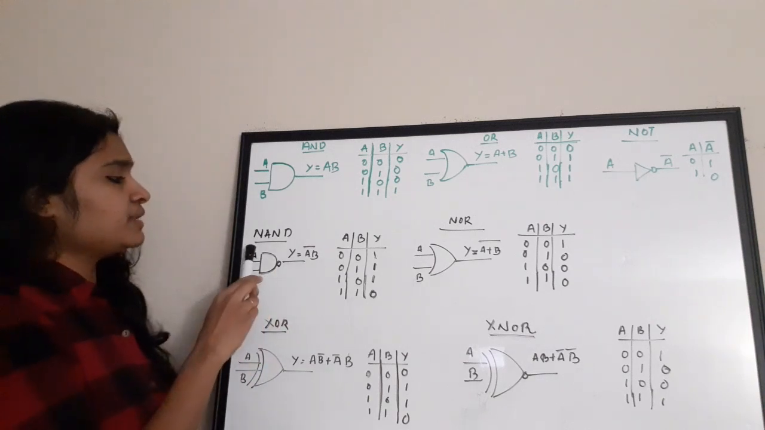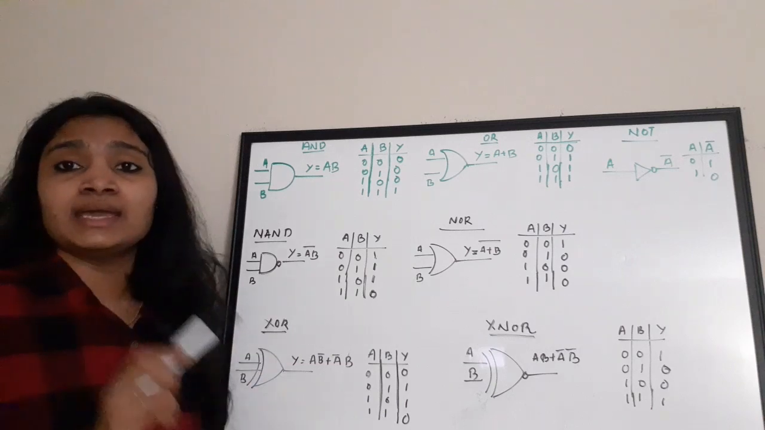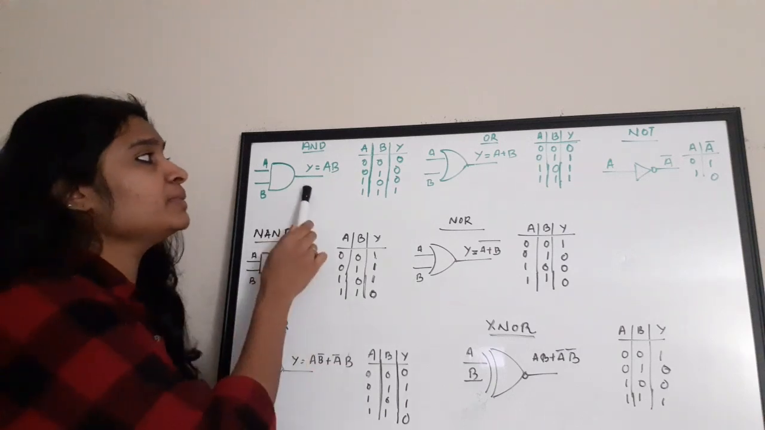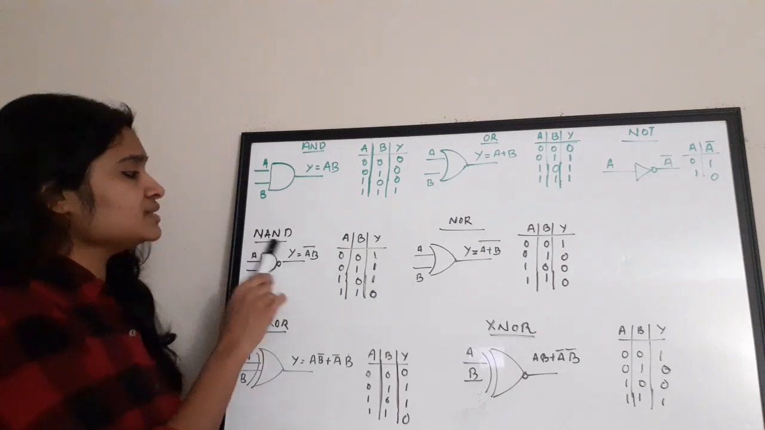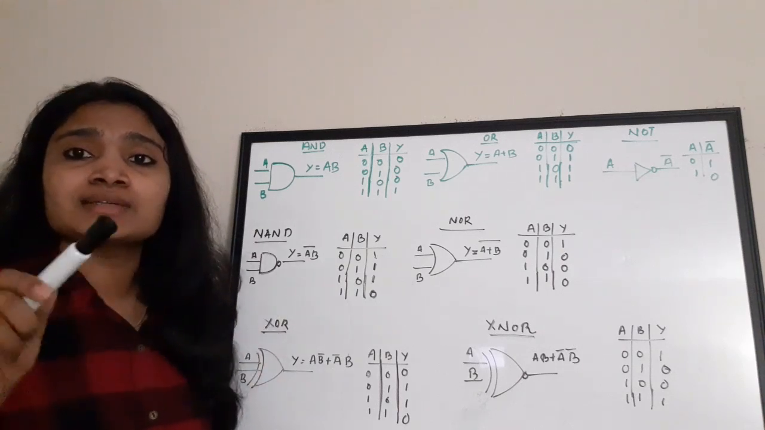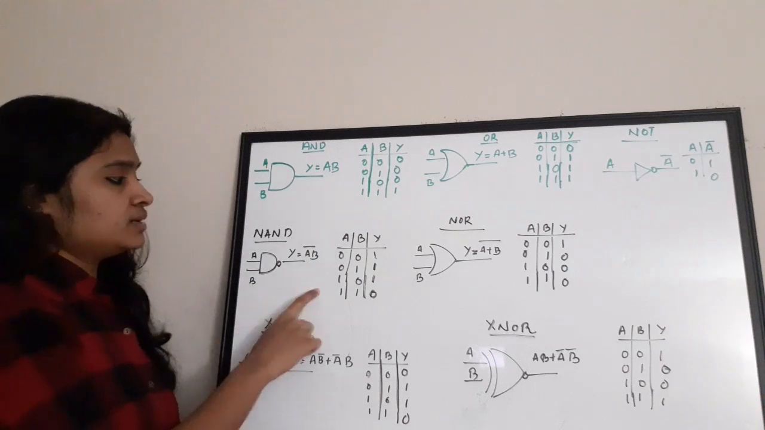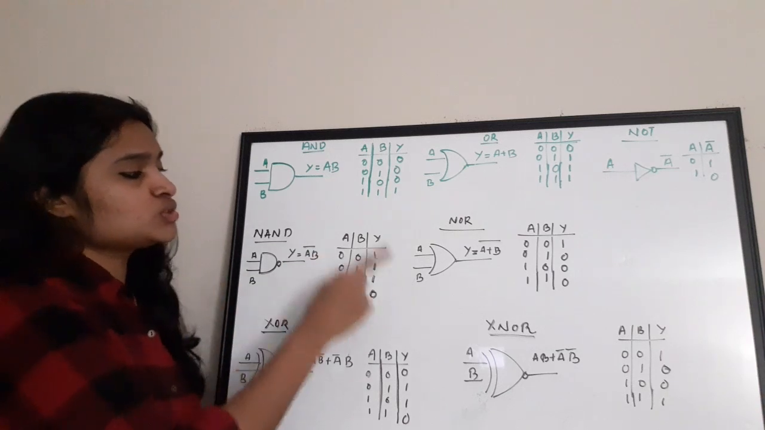Okay. So if A and B are the input, Y will be AB bar. That is the complement of your AND gate. That is called NAND gate. So you can also say this NAND as NOT plus AND. Okay. I hope it is clear. Moving on to the truth table.